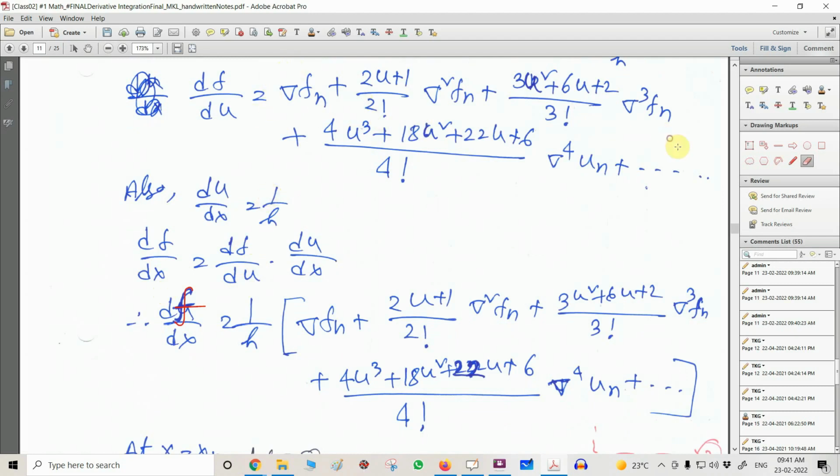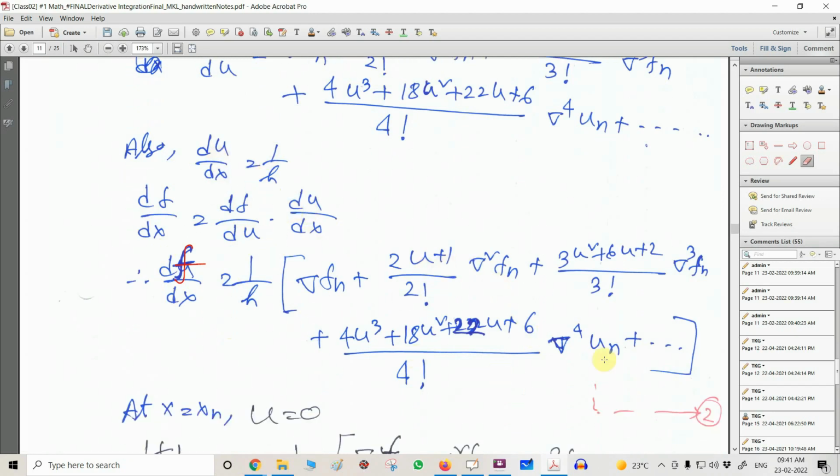This entire value is df/du, and then we'll be multiplying with du/dx. So du/dx is 1 by h. From there you will have this result. This is equation number 22, write this down. I didn't consider the higher order terms, that's why I put dots, because in your problems I'll not go beyond that. Up to del to the power 4 fn will be enough, or nabla to the power 4.